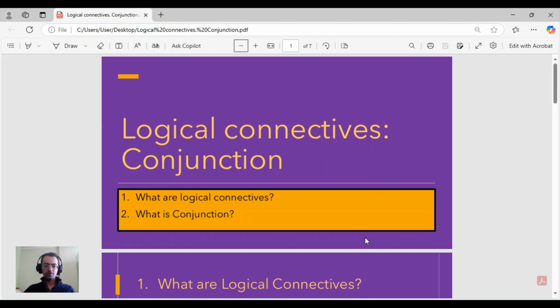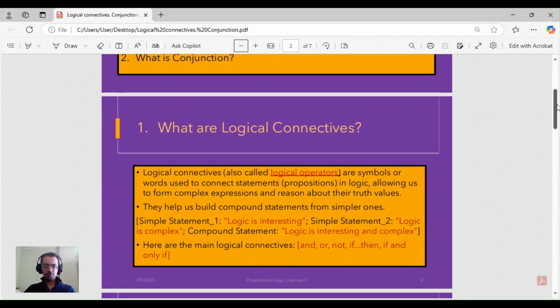And welcome. Today's topic is logical connectives: conjunction. We have got two questions here. The first one, what are logical connectives? Second one is, what is conjunction? Okay, how can we answer this question? To the first question, what are logical connectives?